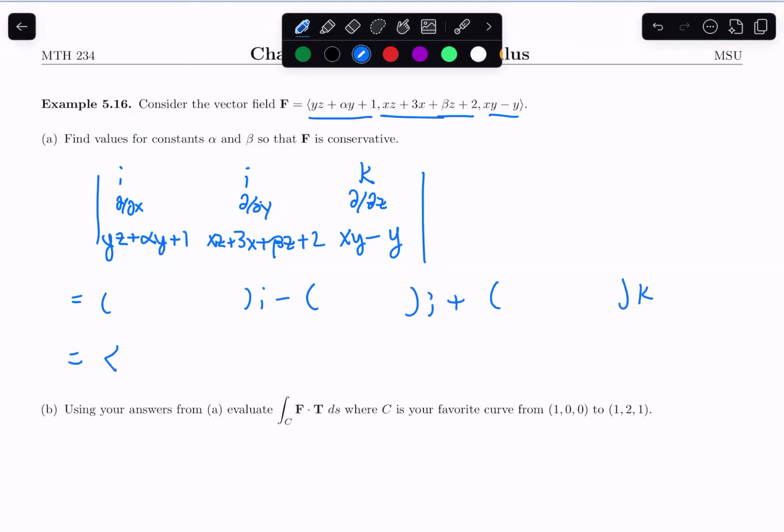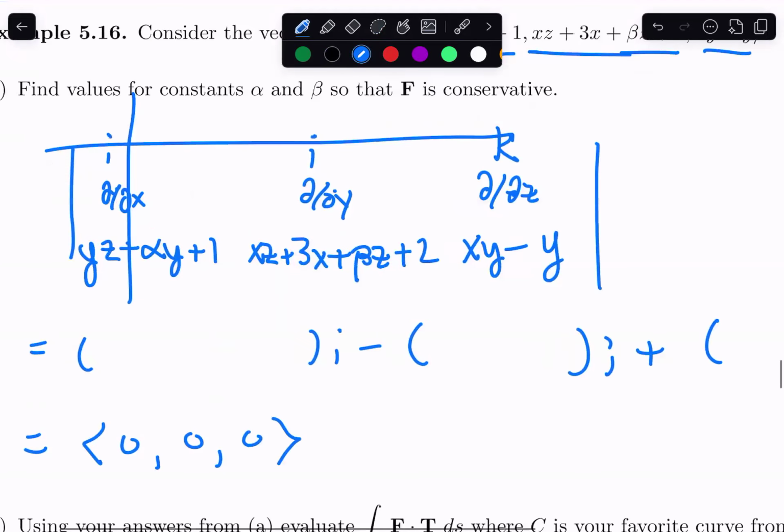And again, at the end, if this is going to be conservative, then we're going to need to get 0 out of each component. So crossing off the first row and first column, partial derivative with respect to y of xy minus y, that's going to be x minus 1, minus partial derivative with respect to z of this stuff here. I'm going to have x plus beta. Those are the only ones that have z's in them.